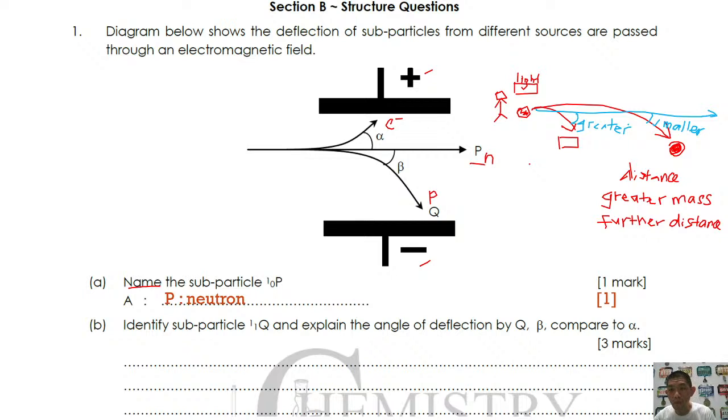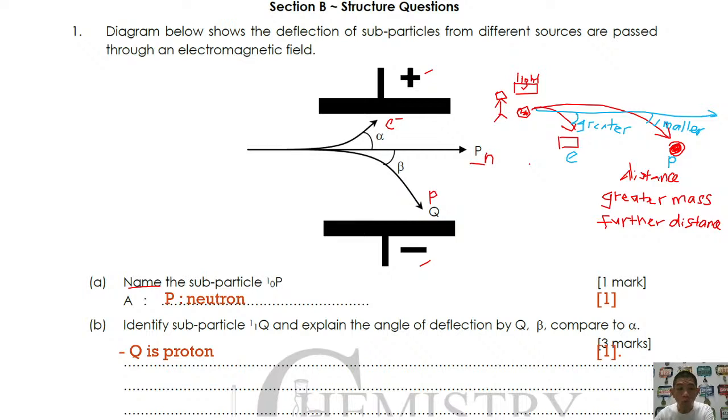Okay, so at the same time, when you have further distance, the angle of deflection will be smaller compared to this one. So that is how you are going to compare between the angle of beta and alpha. So imagine that. This is the electron, while this is the proton. So as a result, you can find out that Q is proton, of course.